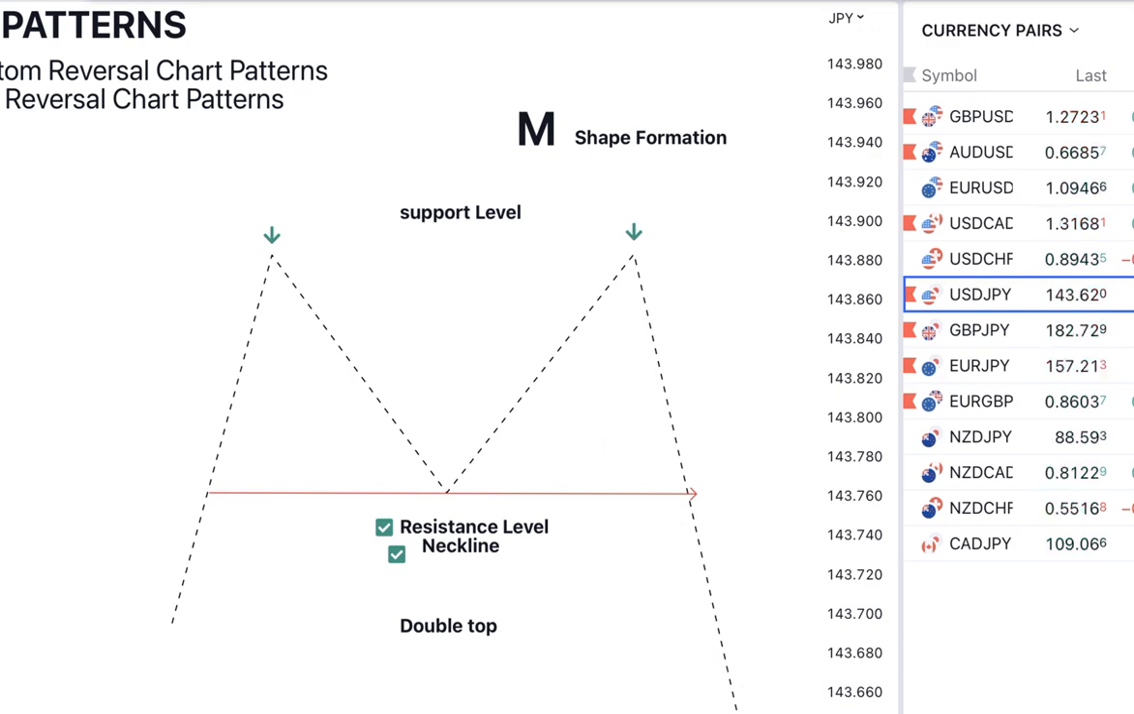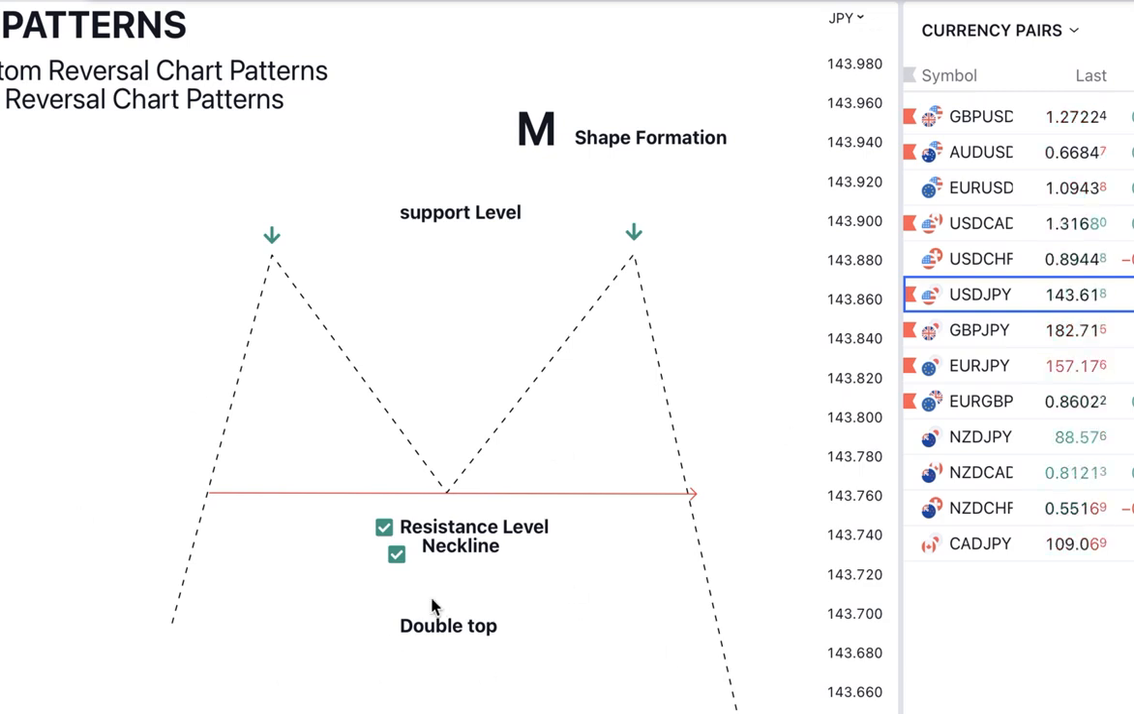Also, with the double top reversal pattern, you can wait for a breakout of the neckline, a case which is a pullback, and then you look for a bearish reversal candlestick and enter from this level. So you have two ways of entering.